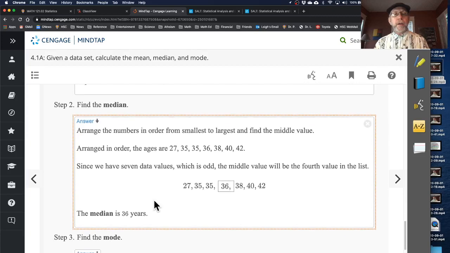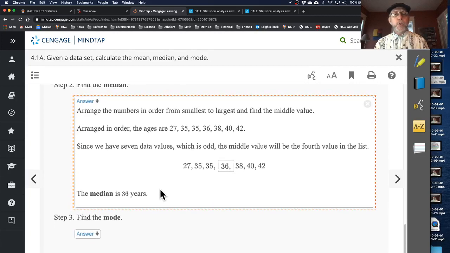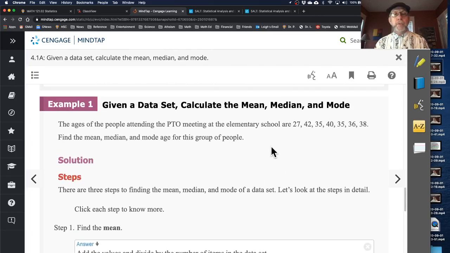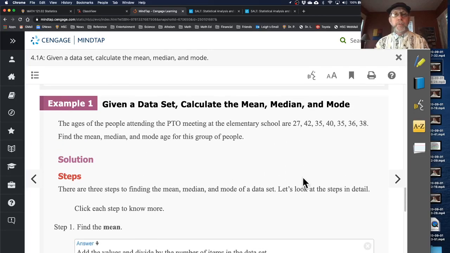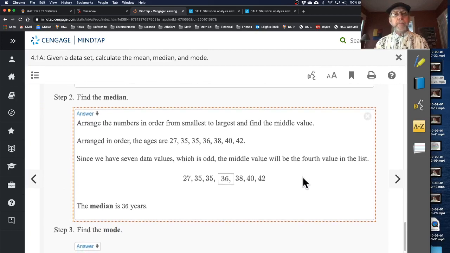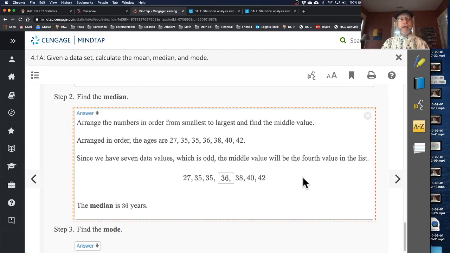Well, here, the data was not given to us originally in sorted order. If you look back up here, it was just given to us in the order in which it was observed. To calculate the median, it's helpful to have the data sorted in order. So that's what they've done here. Now the data is sorted, and the median is the 50% point.